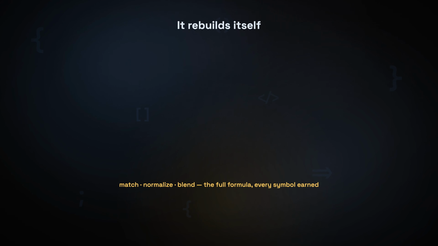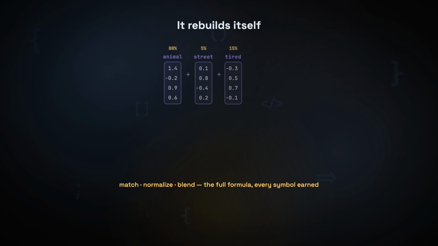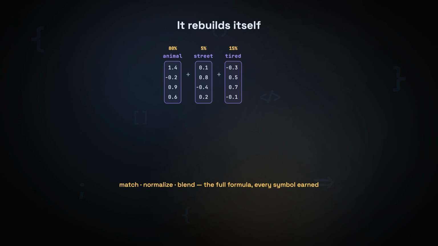Time for the payoff. "It" rebuilds itself. Take those weights, 80% on "animal", 5 on "street", and the rest, and use them to mix the value vectors, the actual content each word hands over. 80% of "animal"'s value, a sliver of "street"'s, a dusting of the others, all summed into one brand new vector.